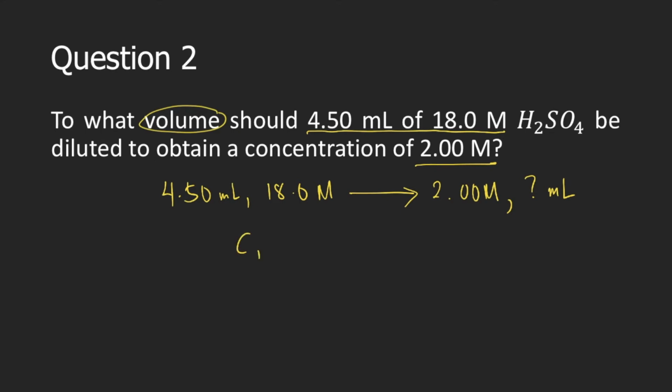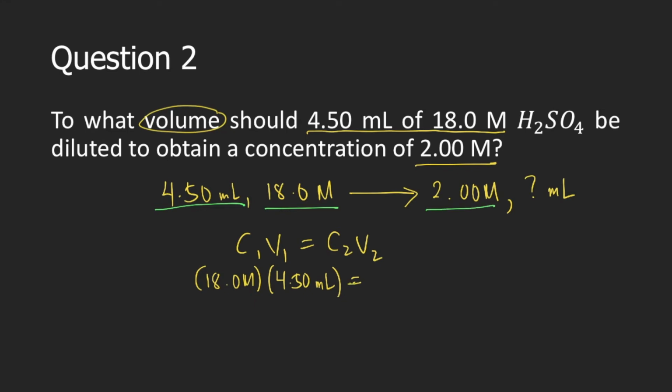Again, we use the formula C1V1 equal to C2V2. The initial concentration is 18 molar, so C1 is 18 molar. Initial volume is 4.50 ml, that's your V1. C2 is the final concentration, which is 2 molar. That's your C2. And V2 is unknown, so you just put V2.